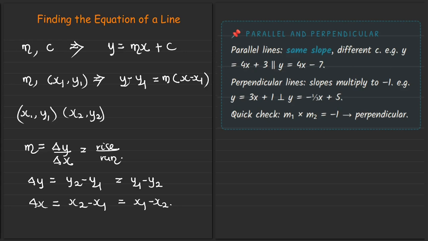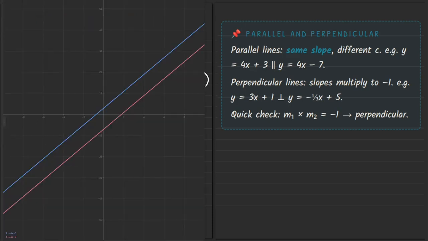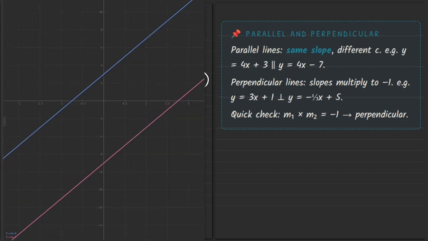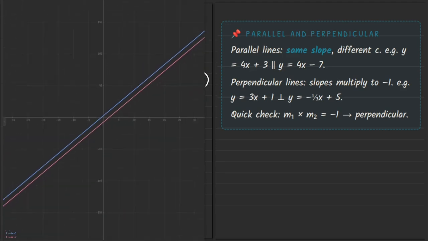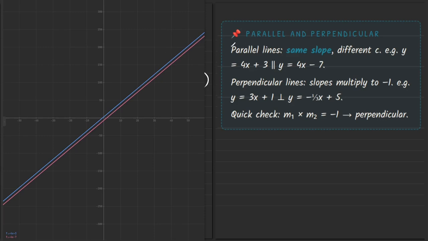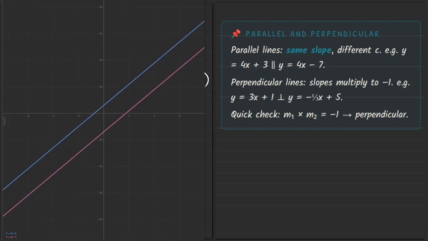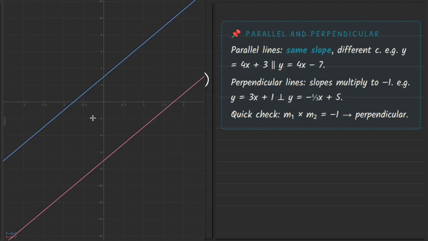If I'm to give you the graph of this, which is displayed over here, this blue line is the line 4x plus 3. And then this one here is the line 4x minus 7. Realize that they are parallel to each other. It doesn't matter how far we extend it, they will never meet each other. Even if I zoom out, they go on and on without meeting each other. These are what we call parallel lines.